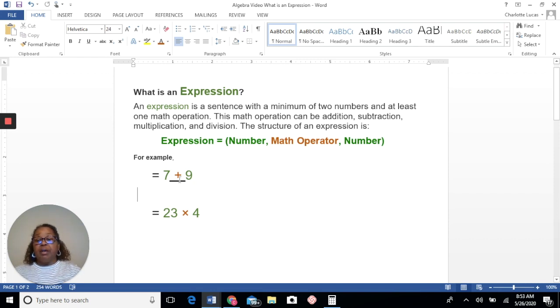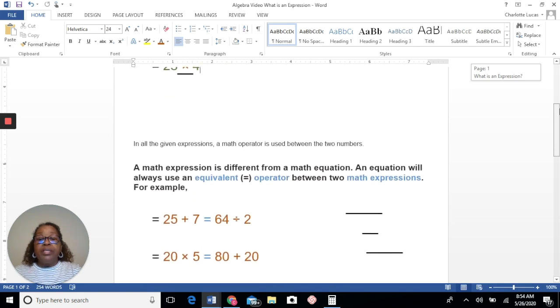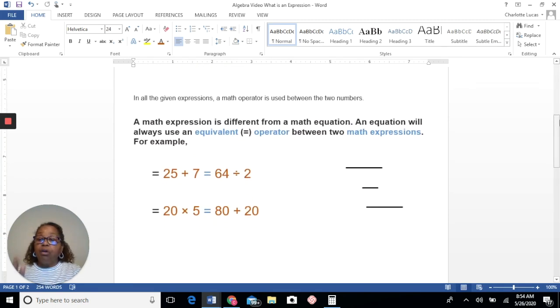Here's another example. We have a number. We have our math operator, and we have another number. Number, math operator, another number. That is an expression. All right, so the next question then would be, what is an equation? How do we compare the two? How do we differentiate the two?